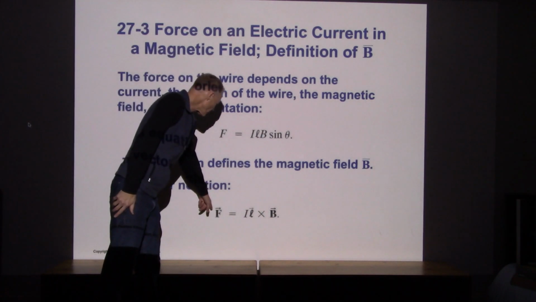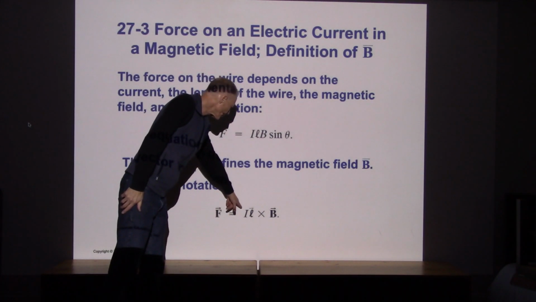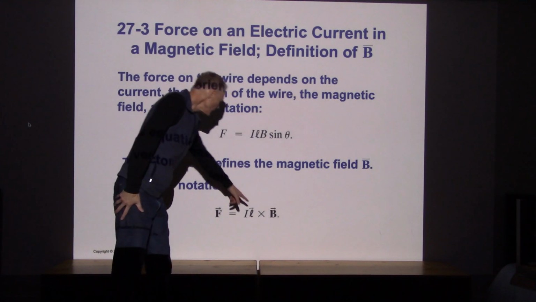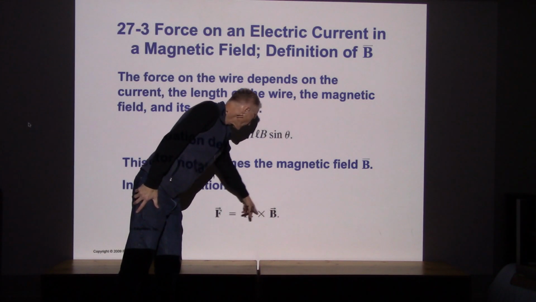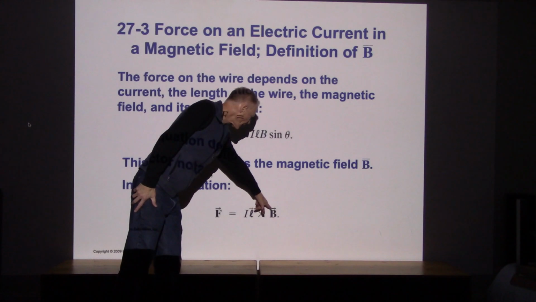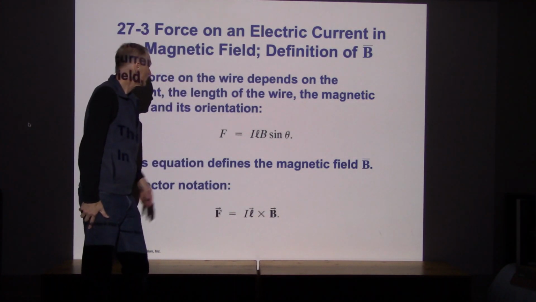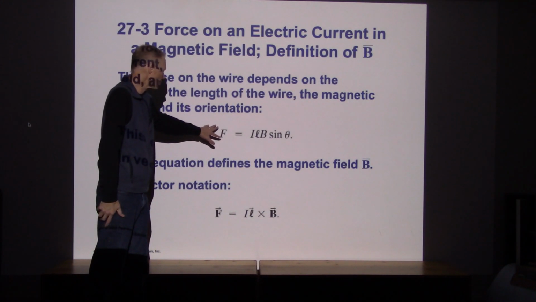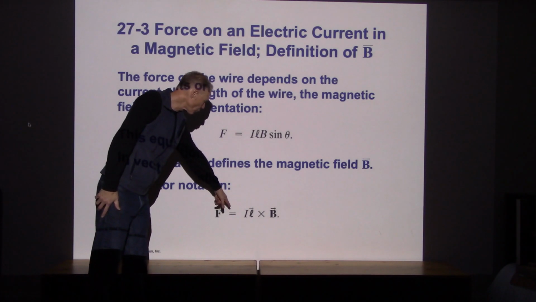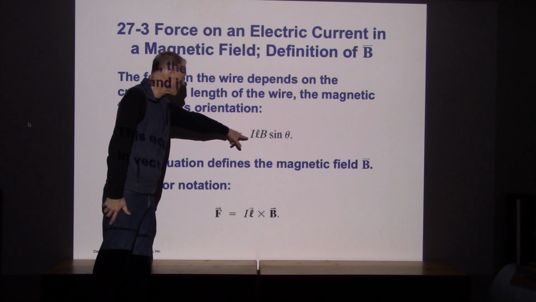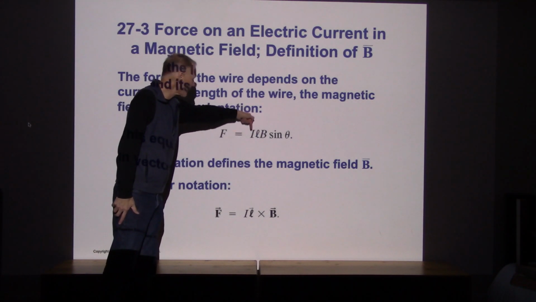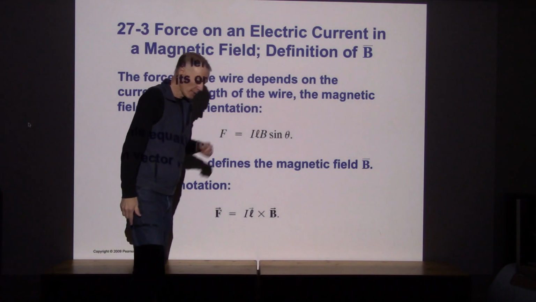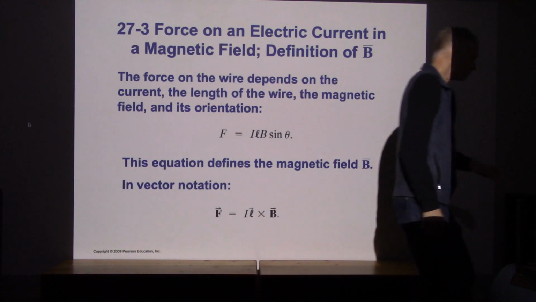So the force that we're looking at is given by the current times the cross product of this length vector times the magnetic field vector. Now when we just go for the magnitude, that cross product formula turns into this. I get a factor of I, a factor of L, a factor of B, and a factor of sine theta.